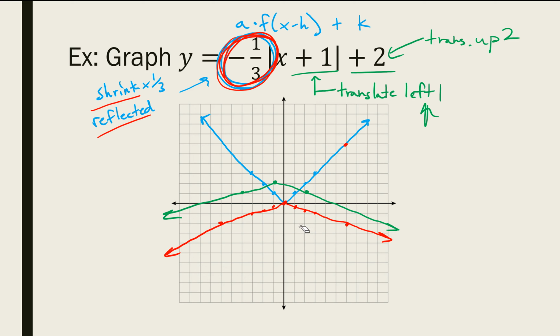So this green graph is my final answer. I started by multiplying the parent function to get the reflection and the shrink. Then I translated that shrink left 1 and then up 2 to get my final reflected function. It's hard. We're going to practice it a lot, all right?